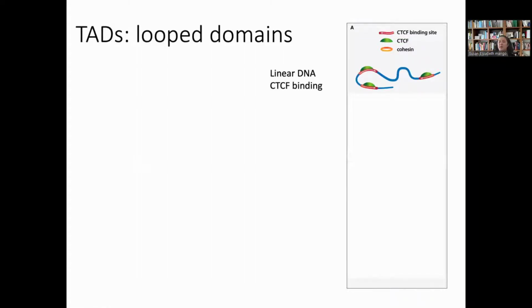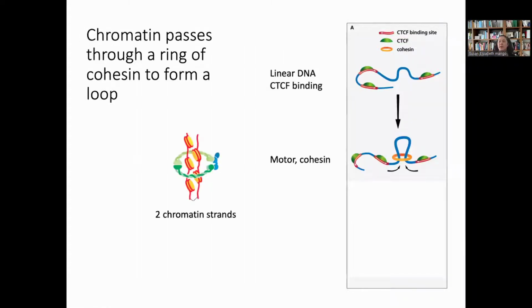So to generate a loop, we then have a ring protein called cohesin. Now, you may have learned about cohesin from its roles in replication, but this is a different role. This is during interphase. And we're looking at this ring here, and now the DNA is going to get pushed through the loop, through the ring, and we start forming a loop here. So we have CTCF and we have cohesin.